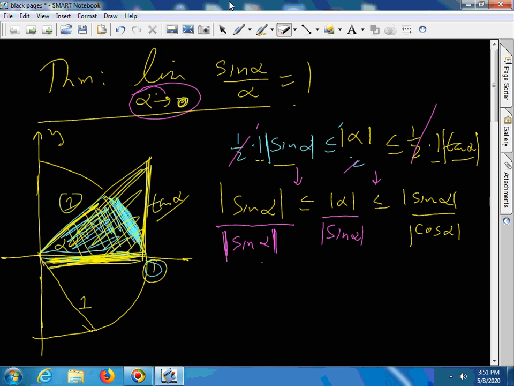Now I see one thing I didn't do. I divided this by the absolute value of sine theta. Now, over here, in the third place, it's not very friendly to divide by sine theta. So, you know what I'm going to do? I'm going to multiply by the reciprocal.